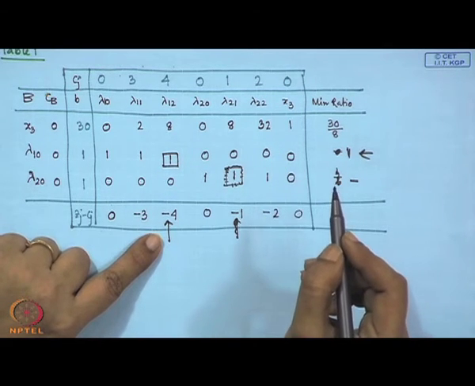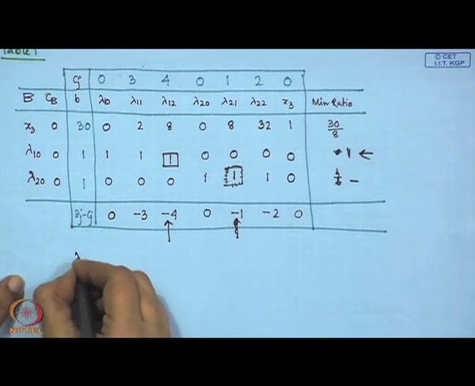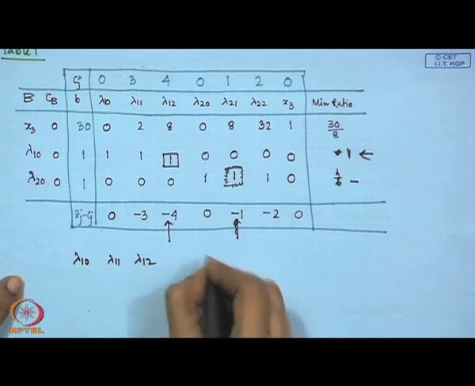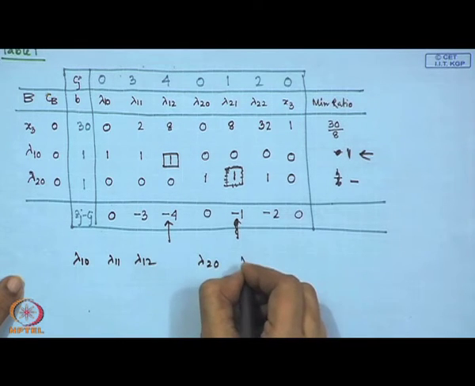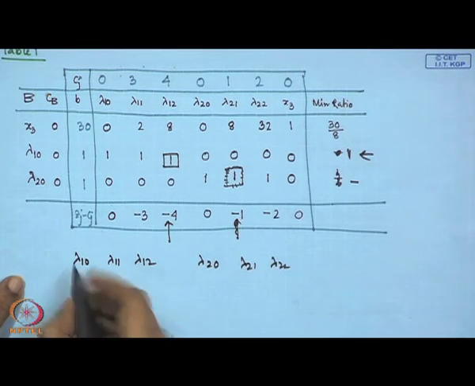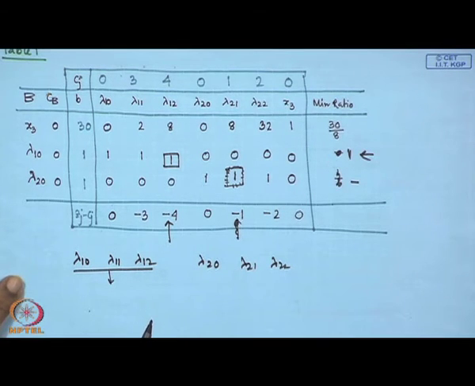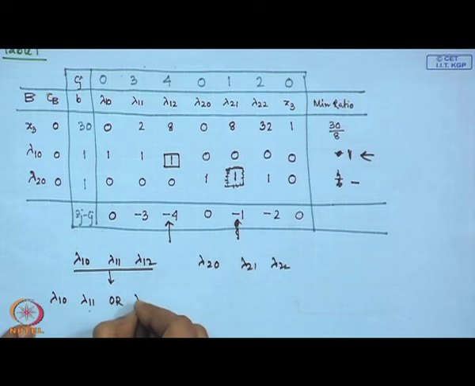As we know, the restricted basis entry: in the set lambda 1 0, lambda 1 1 and lambda 1 2, there is another set lambda 2 0, lambda 2 1 and lambda 2 2. From here, at most 2 lambdas can be in the basis, and they must be consecutive. That is why this is acceptable: either lambda 1 0, lambda 1 1 would be in the basis, or lambda 1 1 and lambda 1 2 must be in the basis.